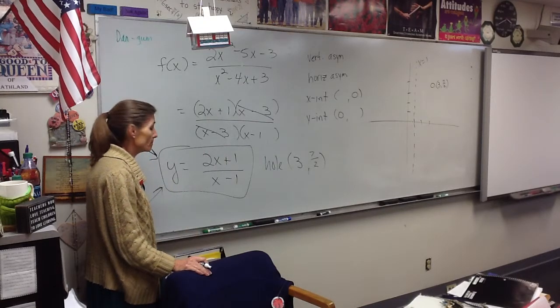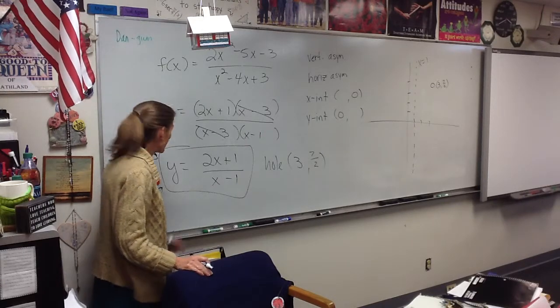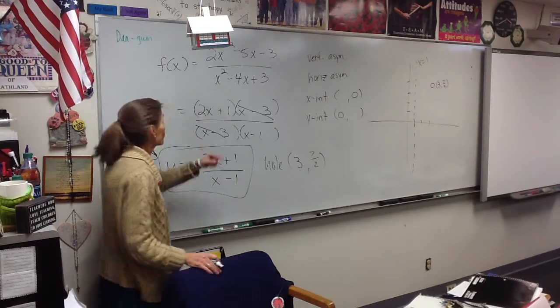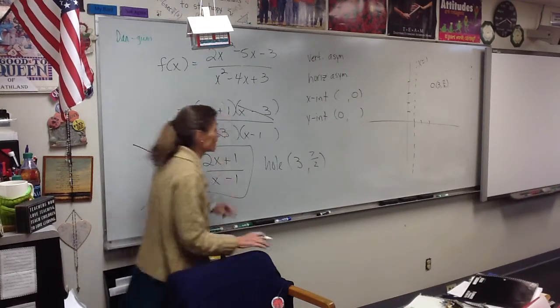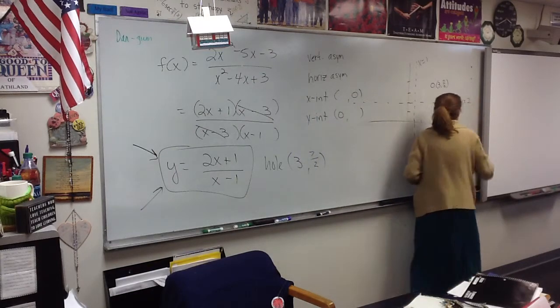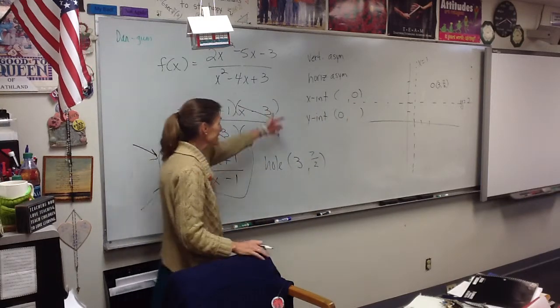Zach, Mark, did you find a horizontal asymptote? Yeah, it'd be a 2. It's a 2. It definitely is a 2. You have 2x over 1x, or 2x squared over 1x squared. Your horizontal asymptote is at y equals 2. Jennifer, dear, did you find either one of these guys?